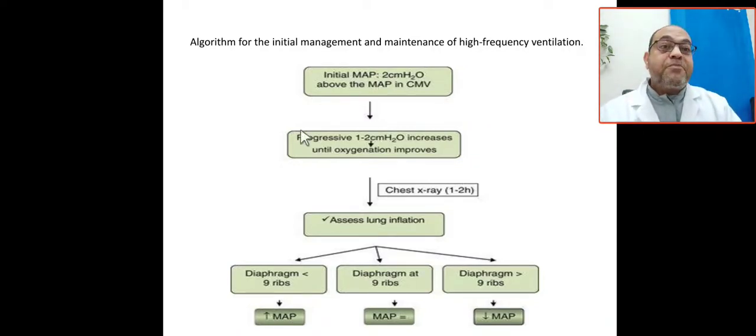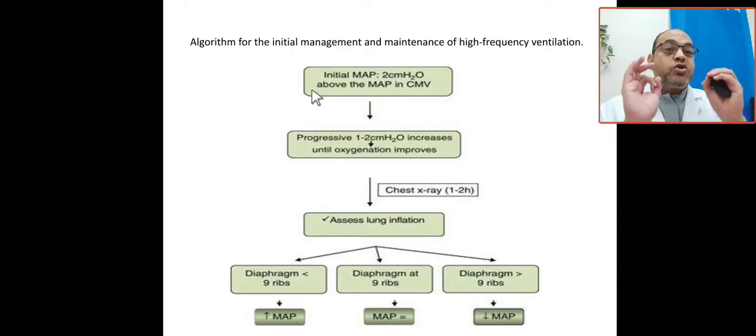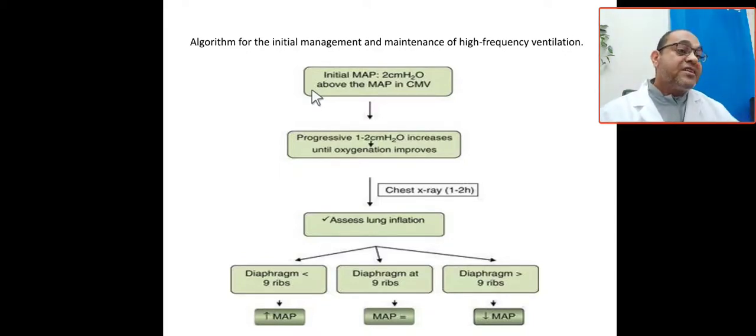So the first step to shift the patient from conventional to high frequency: initial MAP increase by 2 centimeters above the MAP in conventional. For example, the MAP in conventional is 10, if you shift him to high frequency, it has to be 12. It will be 12 centimeters water.